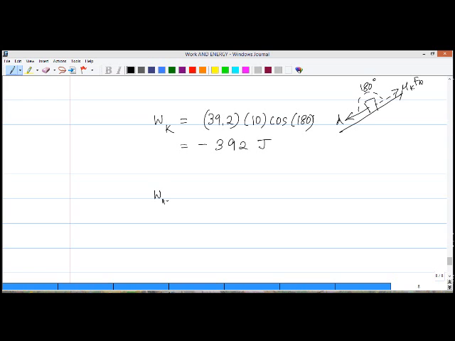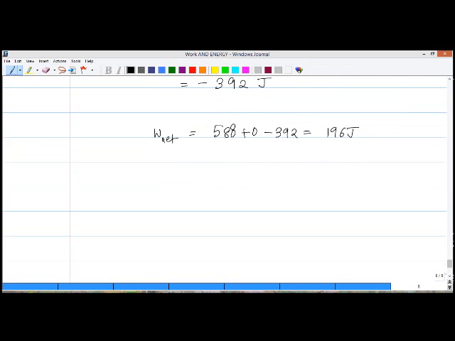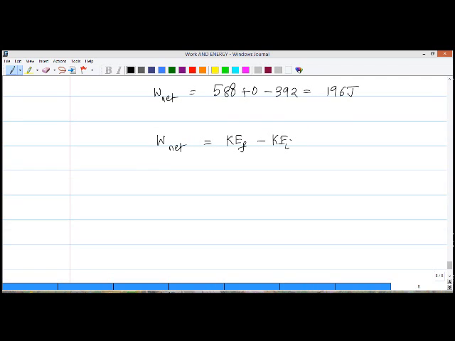We have all the works now, so we can find the net work done on the object, and that happens to be 588 plus 0 minus 392, which is nothing but 196 joules. We're now ready to apply the work kinetic energy theorem, which says that W net equals KEF minus KEI. We know that since the object started at rest, KEI is equal to 0. We know the net work now, which is 196, and this gives me KEF minus 0. And so this implies that the final kinetic energy is simply 196 joules.